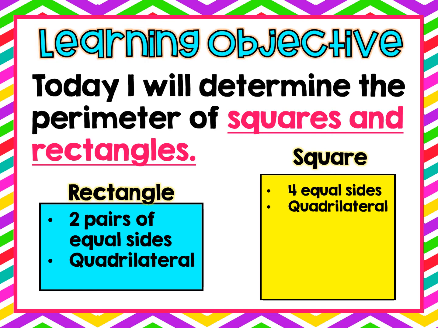Learning objective. Today I will determine the perimeter of squares and rectangles. A rectangle has 2 pairs of equal sides and is a quadrilateral. A square has 4 equal sides and is a quadrilateral.